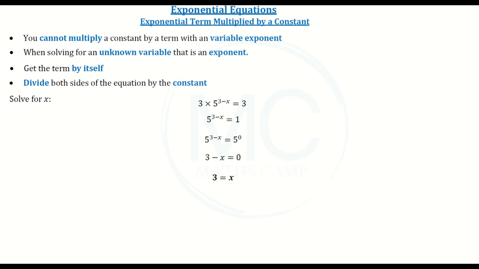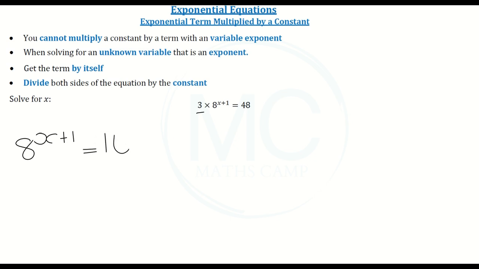Let's do one more example. 3 multiplied by 8 to the power of x plus 1 is equal to 48. We have a constant of 3, so let's divide both sides by 3. We're going to have 8 to the power of x plus 1 on the left is equal to 48 divided by 3, which is 16. Now we have a base of 8 and 16. So we need to find our prime bases.